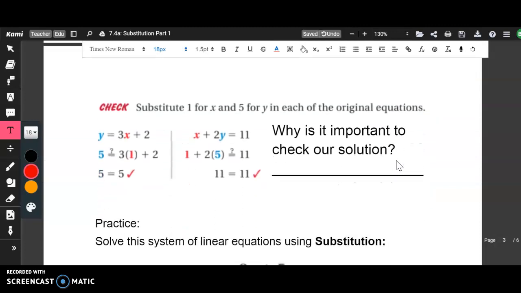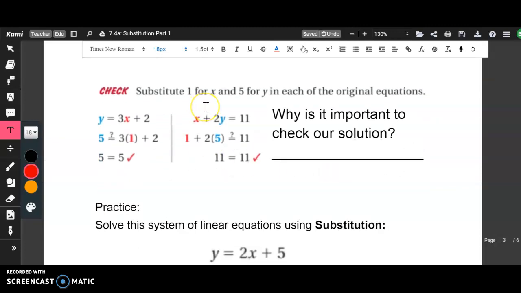So one last thing here. How we could check this is to substitute 1 for x and 5 for y in each of the original equations. So they took out y, put in 5, took out x, put in 1. Once they solved that, they got 5 equals 5. That works. That was the first equation. Second equation, same thing. Take out x, put in 1. Take out y, put in 5. They got 11 equals 11.